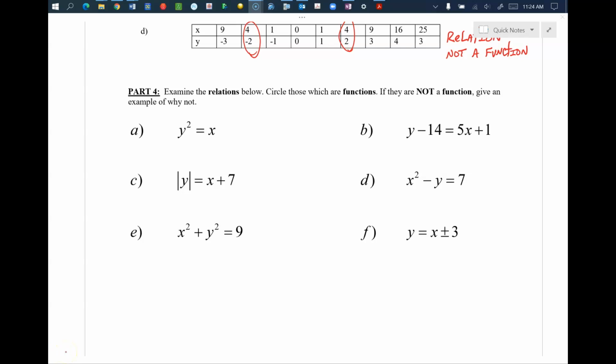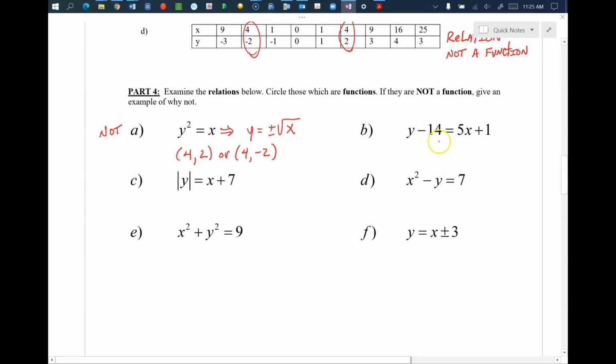So the way I like to approach these is by solving each of these for y if it's not already solved for y, and see if I plug an x value in, can I get more than one y value. So as an example, if I were to solve this first equation for y, I would take the square root of both sides and I would get plus or minus the square root of x. So if I were to plug in an x value of 4, I could get a y value of 2, or if I plugged in an x value of 4, I can get a y value of -2. So this is not a function.